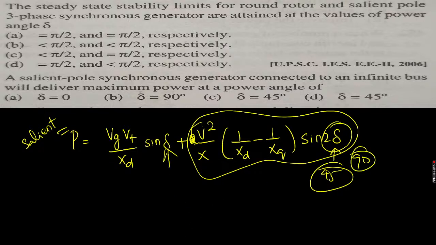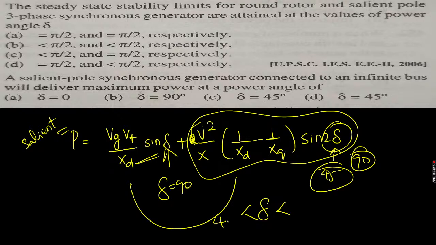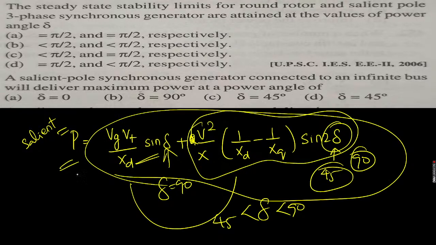If you observe the first case, at delta equal to 90 degrees we can achieve maximum power. All put together, if the value of delta lies between 45 and 90 degrees, this total power will become maximum. So what is the finalized conclusion here?